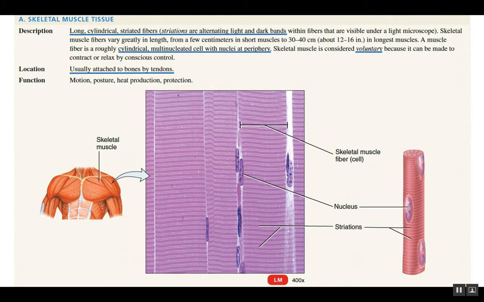What else is different? Well, the cells, like I mentioned, are all a little different. Skeletal muscle cells are long, cylindrical. They're usually multinucleated. So the cells are so long, they need more than one nucleus. So you'll find a bunch of nuclei within a single cell. And then finally, skeletal muscle is voluntary. We can consciously control our skeletal muscle.